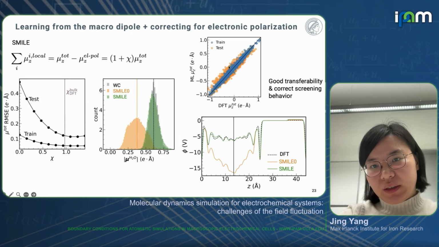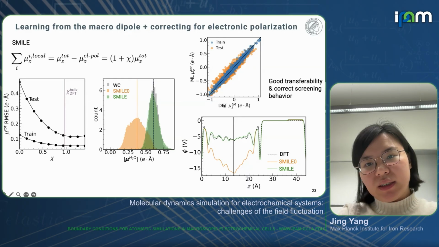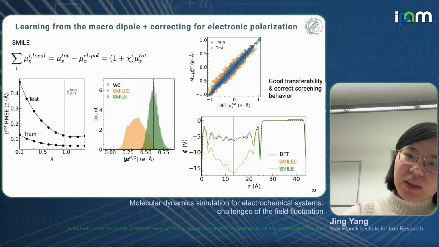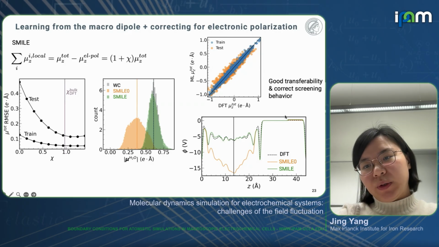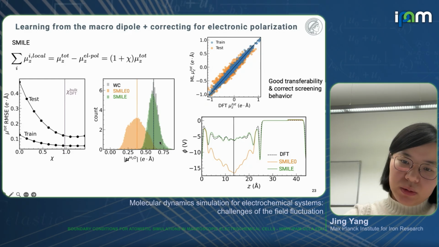And now if we plot the test error and also plot the electrostatic potential, you can see that the SMILE model now achieves a good transferability. And also the electrostatic potential, if you look at this, it reproduces the DFT data, both in terms of the long-range electrostatics and also the local behavior.